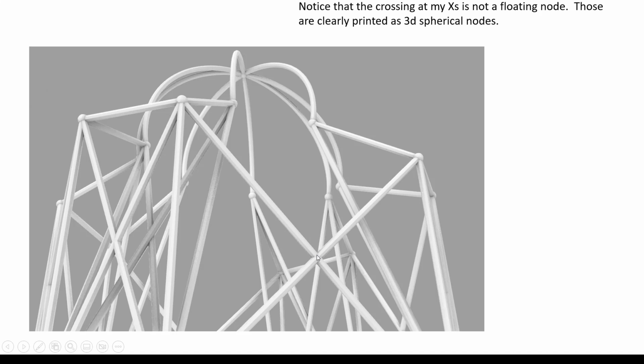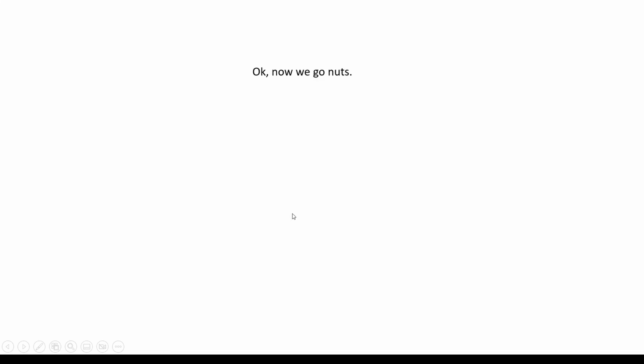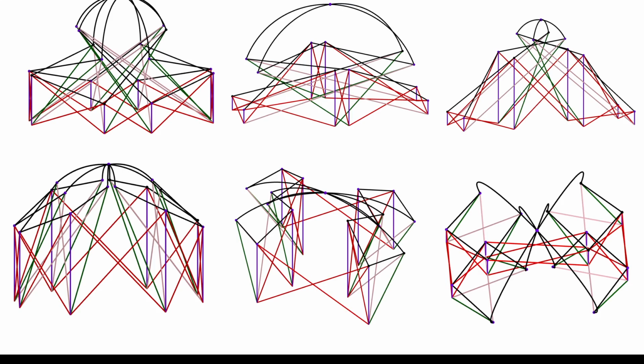Notice that this X is not a floating node. There's no node here. The nodes are clearly marked in the 3D printed model. All right, now we go nuts. And literally, an infinite number of forms can be found here. All I'm doing is changing the radius. I'm not even changing the height of the crown point, nor am I changing the size of the 25-meter square.